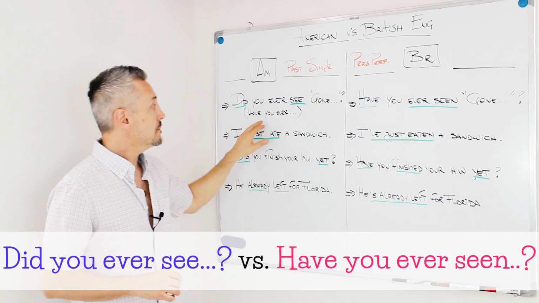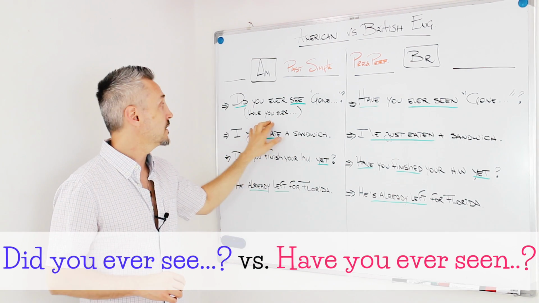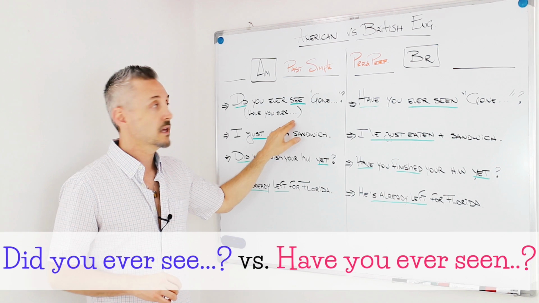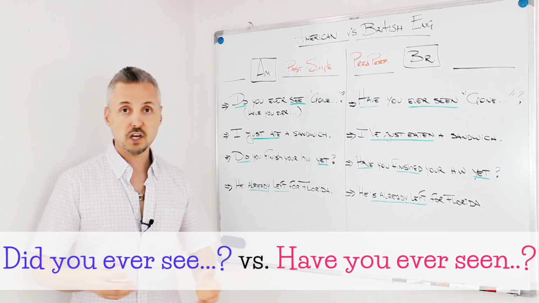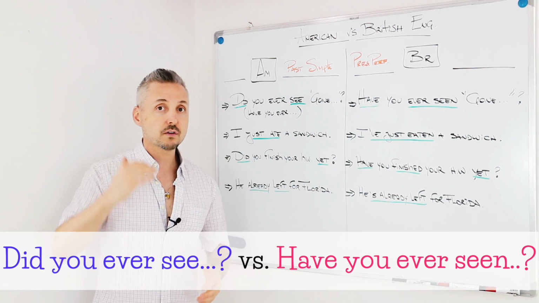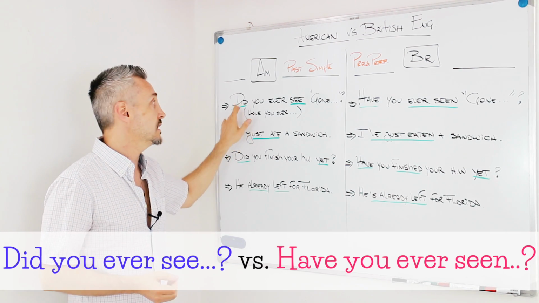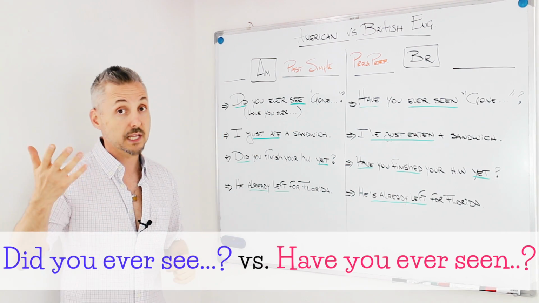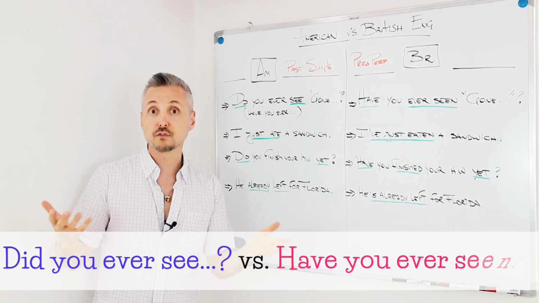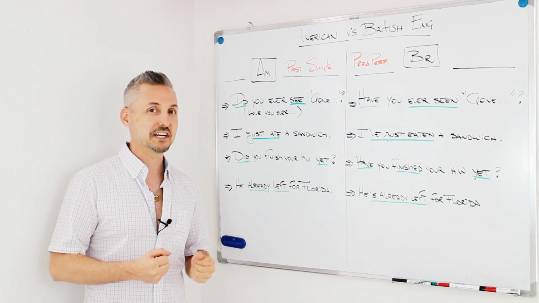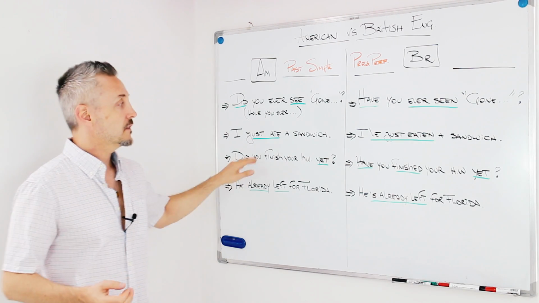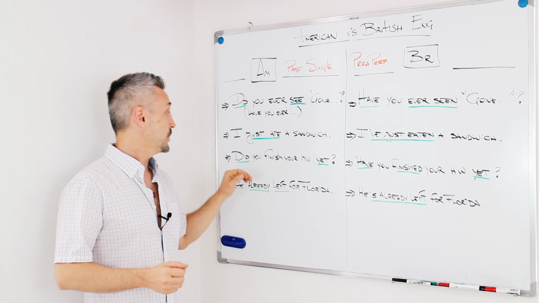Okay, some places in North America, they use have you ever seen Gone with the Wind, especially in Canada and north of the United States. But some people say, did you ever see Gone with the Wind? Gone with the Wind is a movie or a film in British English. Let's take a look at another example.